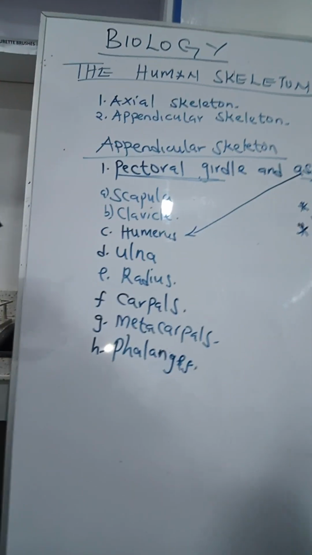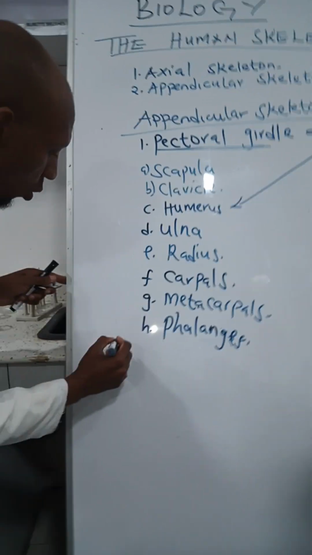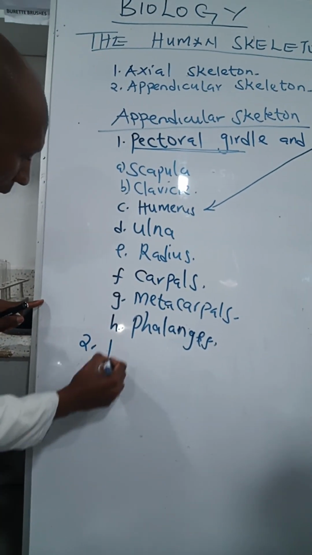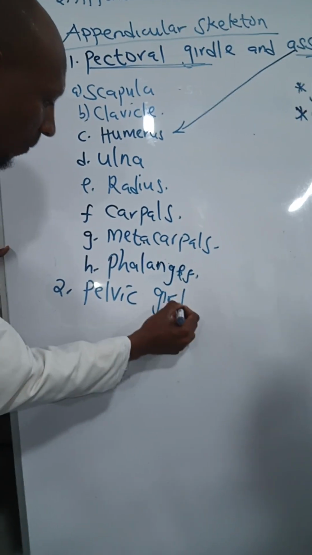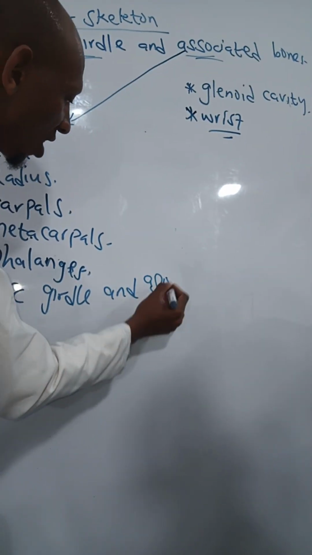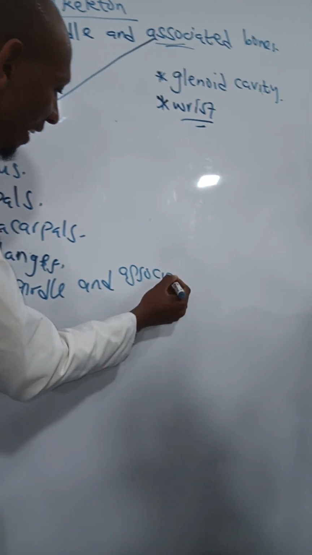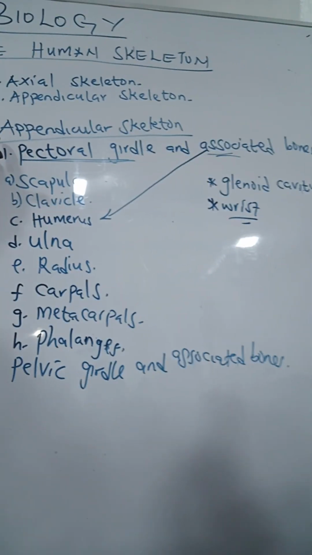The second part, which we are going to look at in the next lesson, is number 2, pelvic girdle and associated bones. So now, what are the associated bones as far as the pectoral girdle is concerned?